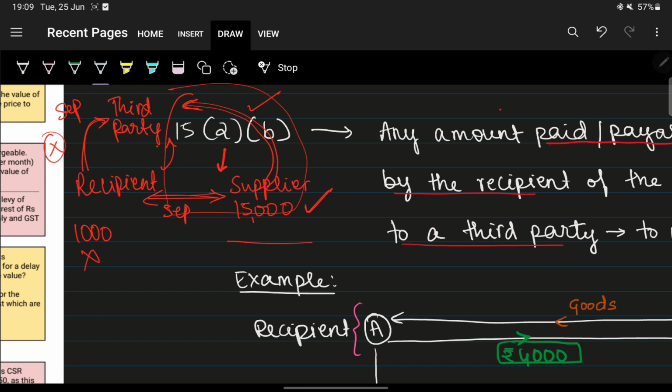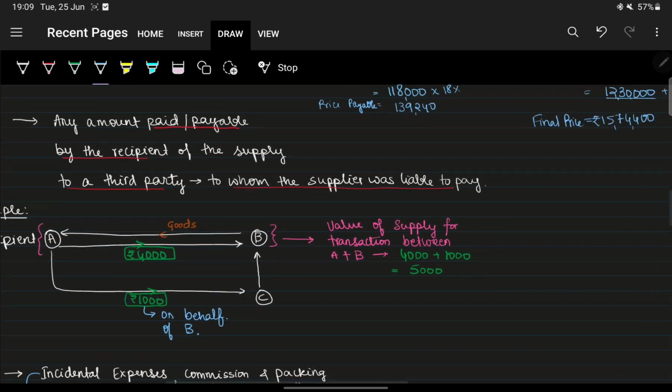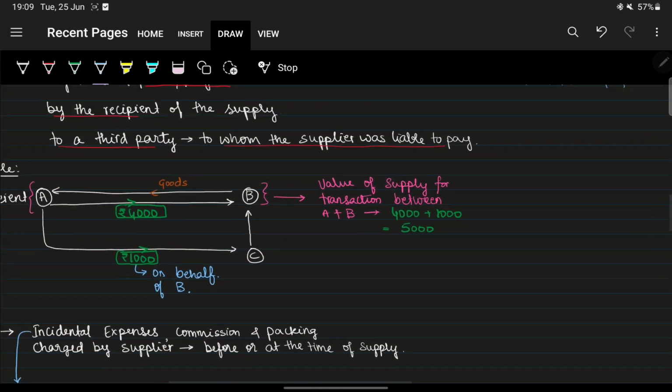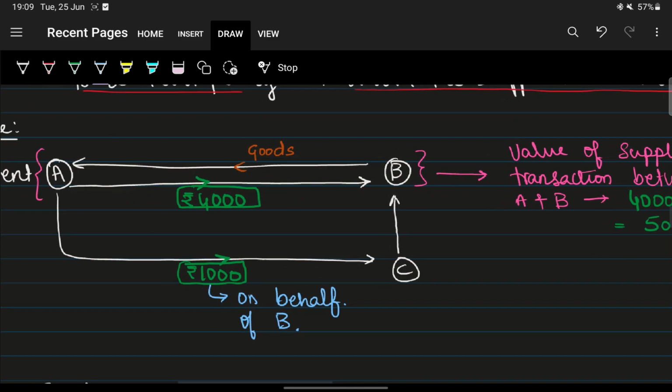Okay, did you understand? That is why we are adding any amount that is paid or payable by the recipient of supply to a third party to whom the supplier was only liable. That's why we are adding that amount. Okay, clear? Next, here in this case I'll just explain again.